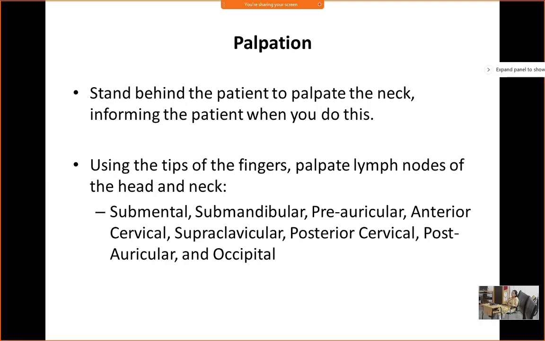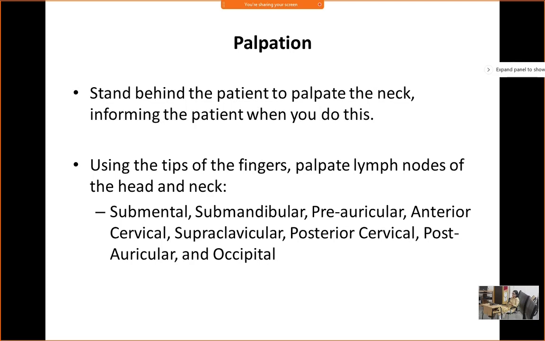Then come to the supraclavicular, posterior cervical, then go backside to the posterior auricular, and then to the occipital nodes. These are the cervical lymph nodes that have to be palpated in every neck examination. Some of these cervical lymph nodes can be clubbed together so that it will form the 6 levels of cervical lymph nodes: level 1, 2, 3, 4, 5 and 6.